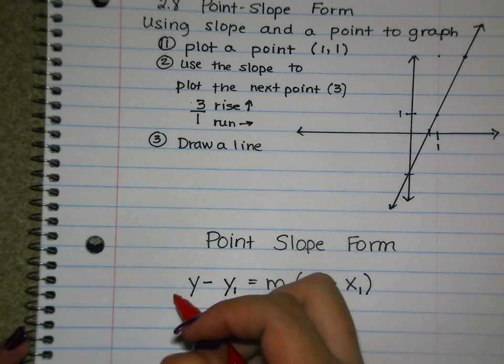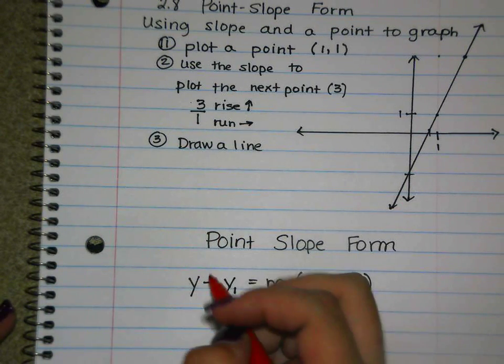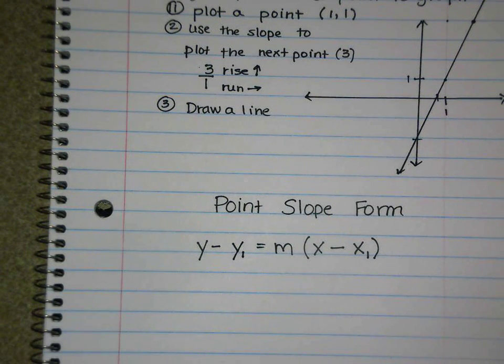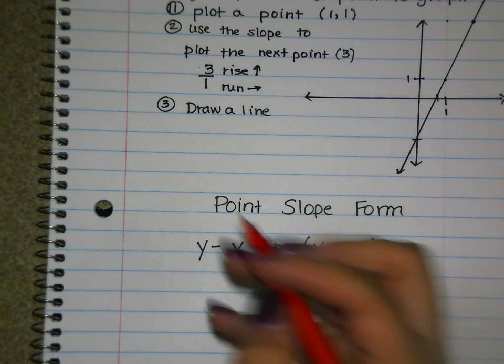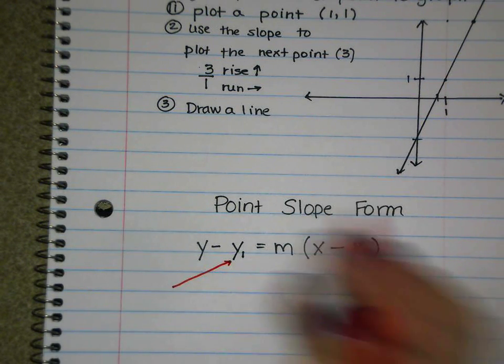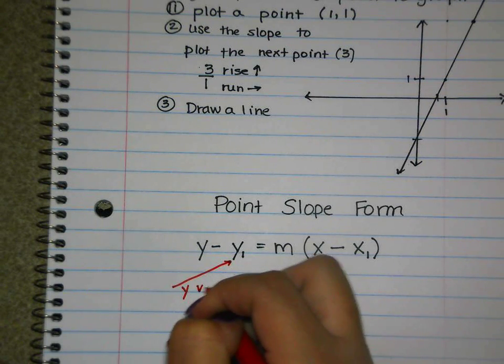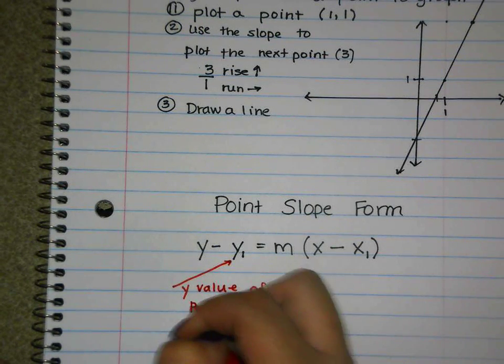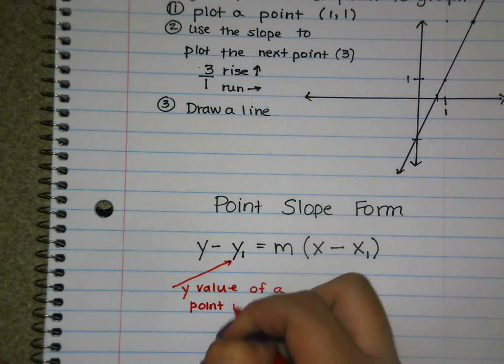This y is the same as the y in our y equals mx plus b form. Eventually we're trying to get this into slope intercept form because that's the easiest way to graph. Once we get a line into slope intercept form, it's really easy to graph because we know the slope and the y-intercept. This y1 here is going to be the y value of a point that we know.